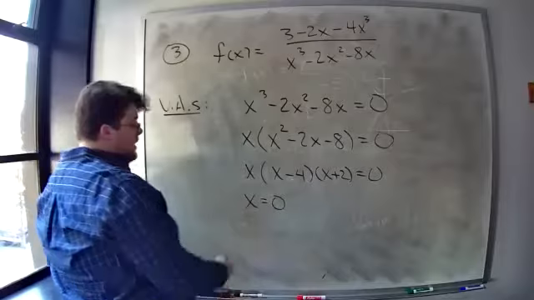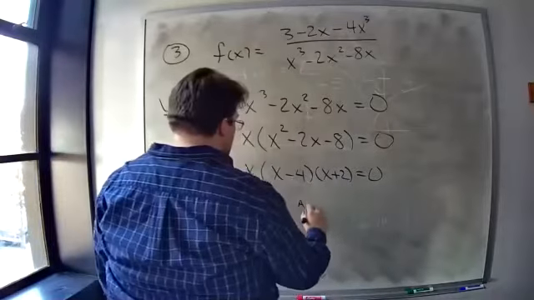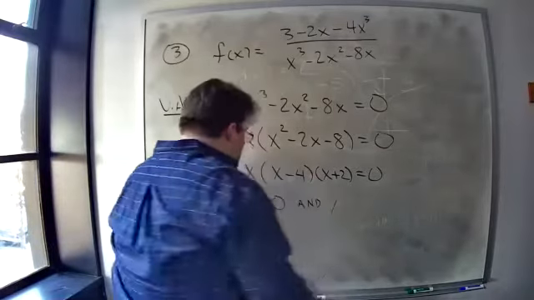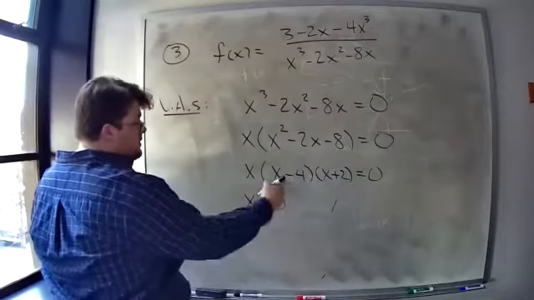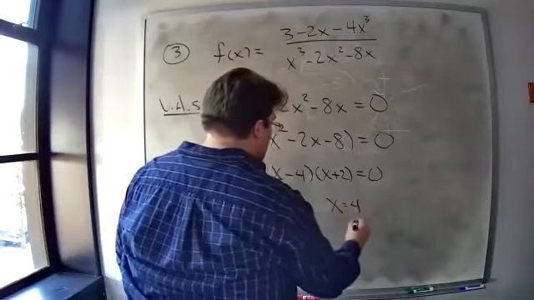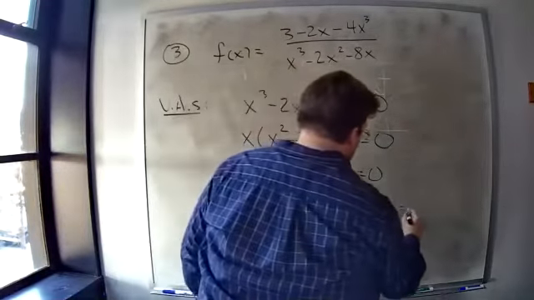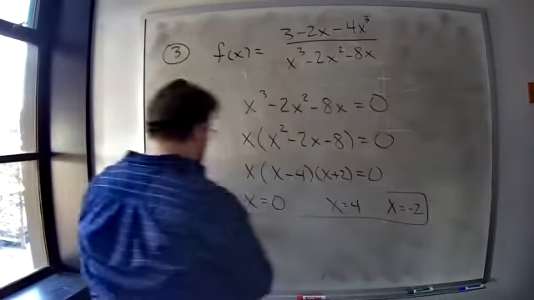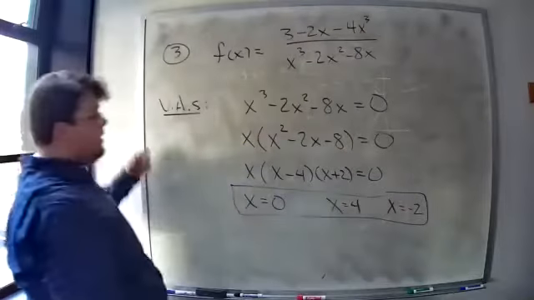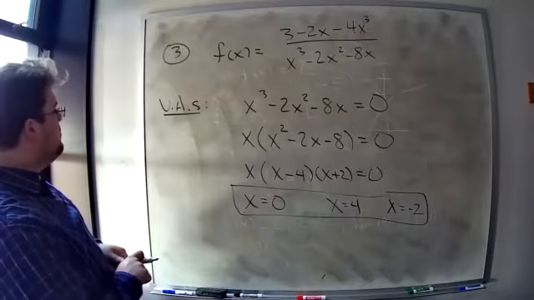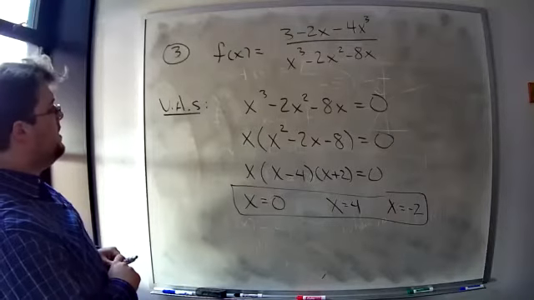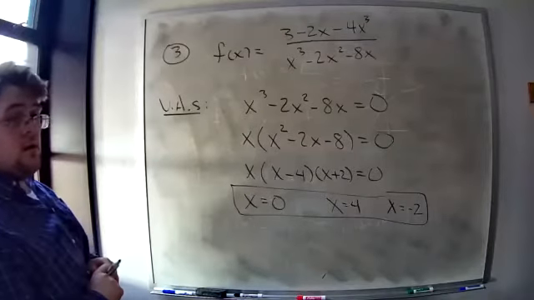So one of them has to equal 0, which gives our vertical asymptotes. So x equals 0, x equals 4, and x equals -2 are our vertical asymptotes. Any questions about vertical asymptotes for this one?